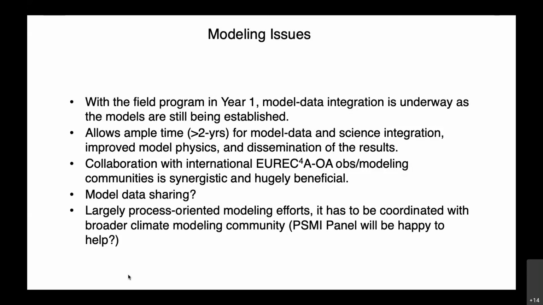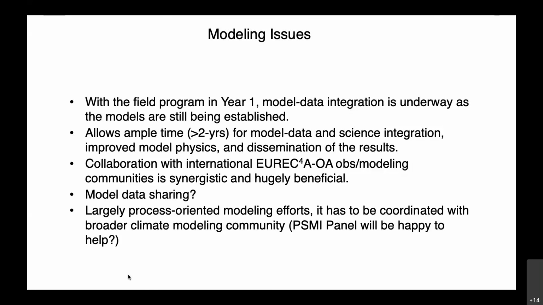Model data sharing, do you want to do that? We haven't discussed this at all, even between the team members. Individual PIs can generate the model output and share the data with the community. Is there anything that we, as a team, want to do as a data sharing approach?